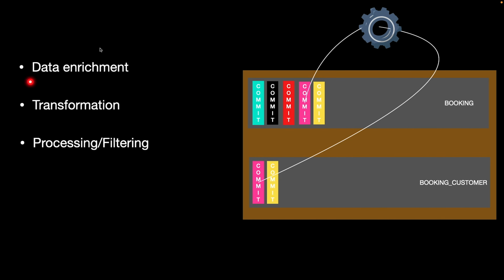We can perform the enrichment of the data. As we have seen in the previous example, we had the booking data and we were enriching it with the customer data on the fly. We can perform transformations, and we can do filtering or processing of the data. Let's take an example where we have the events performed by the customer on our website. We can process the rate at which the customer is performing events on our website and mark that customer as a spam customer or a valid customer. So these are the basic examples or use cases of Kafka Streams.